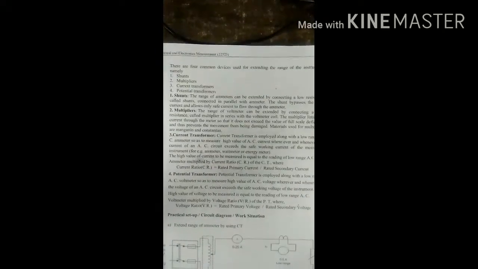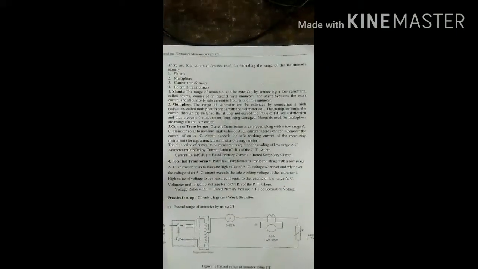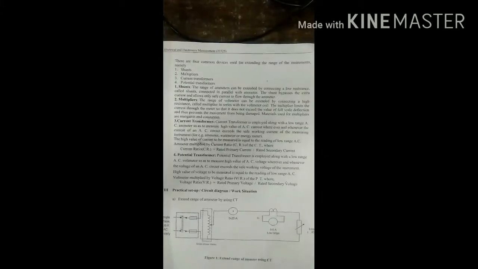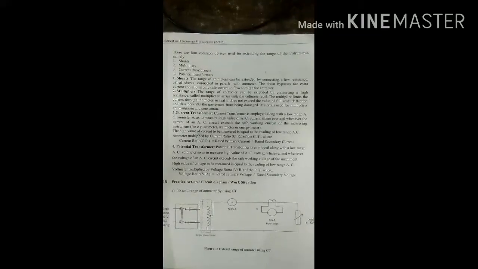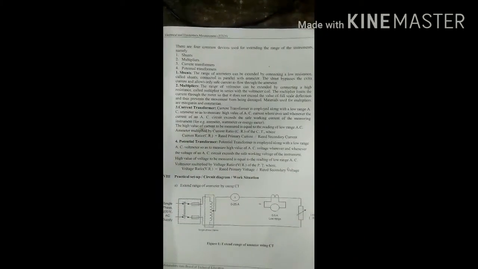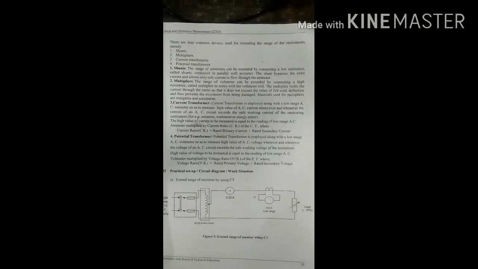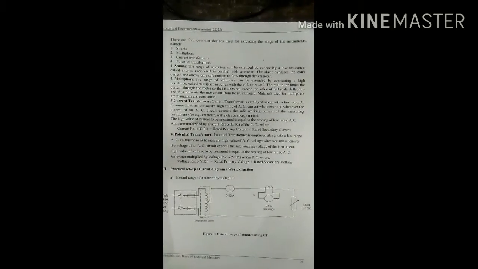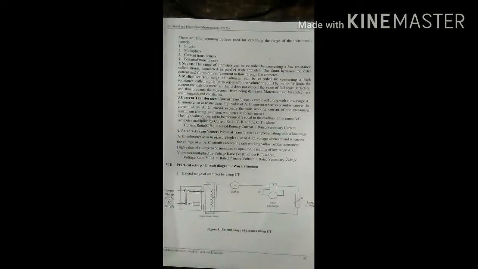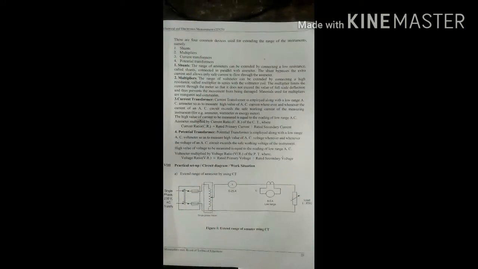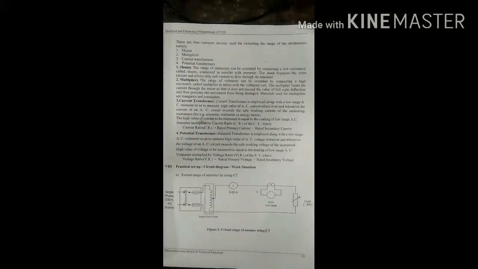There are 4 common devices used for extending the range of instruments, namely: first one is shunts, second multipliers, third current transformers, and fourth is potential transformers. The first one is shunt. The range of ammeters can be extended by connecting a low resistance called shunt in parallel with the ammeter. The shunt bypasses the extra current and allows only safe current to flow through the ammeter. So normally, to extend the range of ammeter, shunt resistances are used.